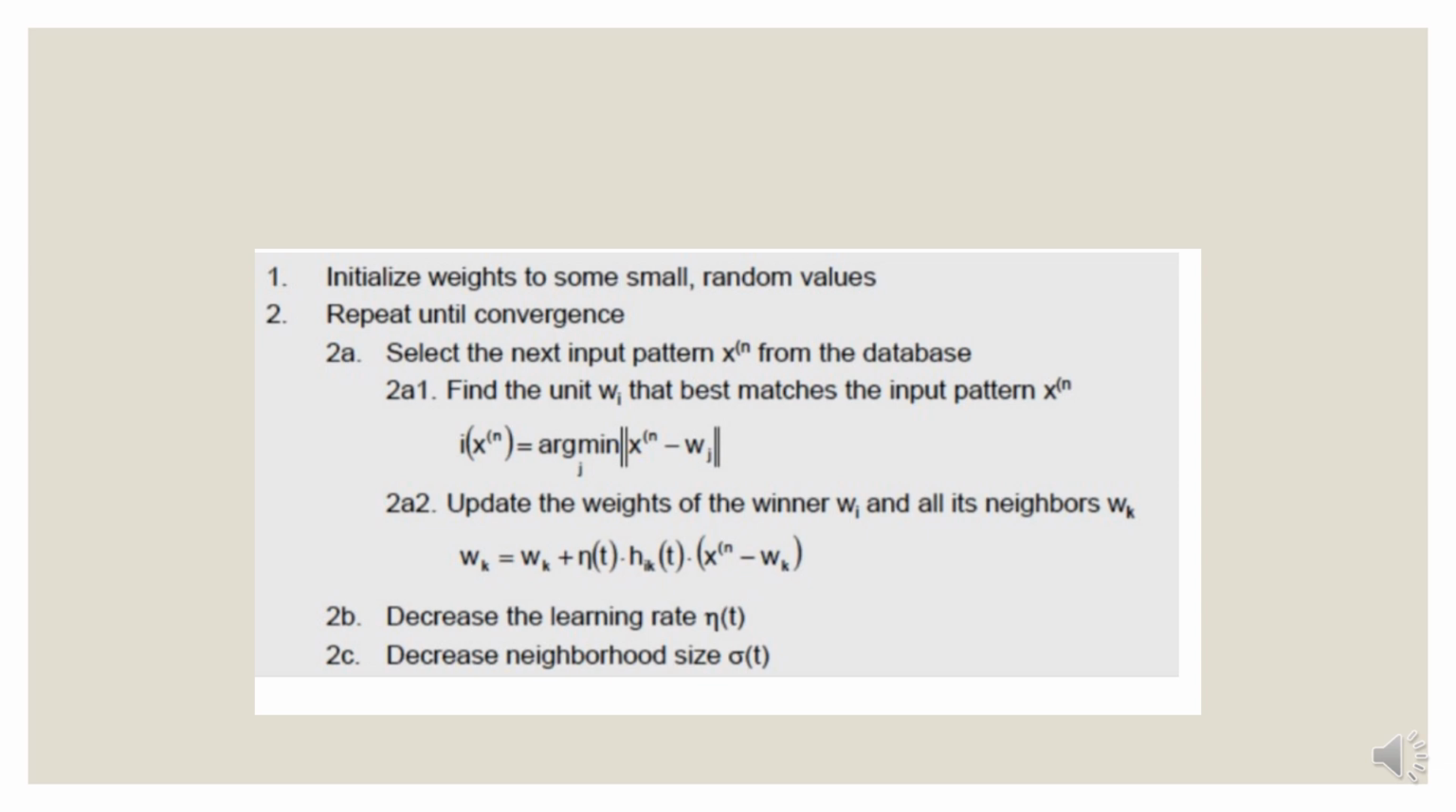And you can see the algorithm. First, initialize the weights to small random values, and repeat until convergence. Select the next input pattern, x(n), from the database. After selecting the input pattern, find wi, the weight that best matches the input pattern x(n). So I(x(n)) is equal to argmin of the norm of x(n) minus wj. After that, update the weights of the winner wi and all its neighbors wk. And decrease the learning rate eta(t) and decrease the neighborhood size tau(t).